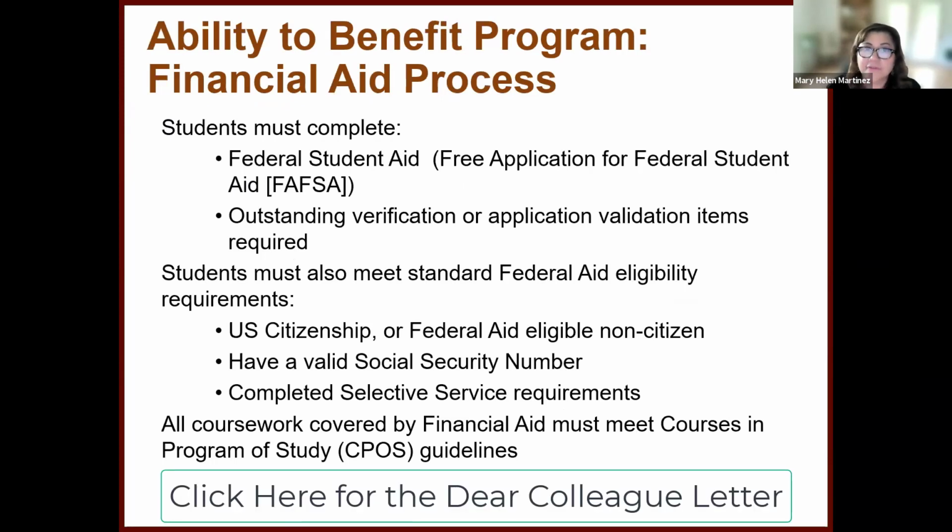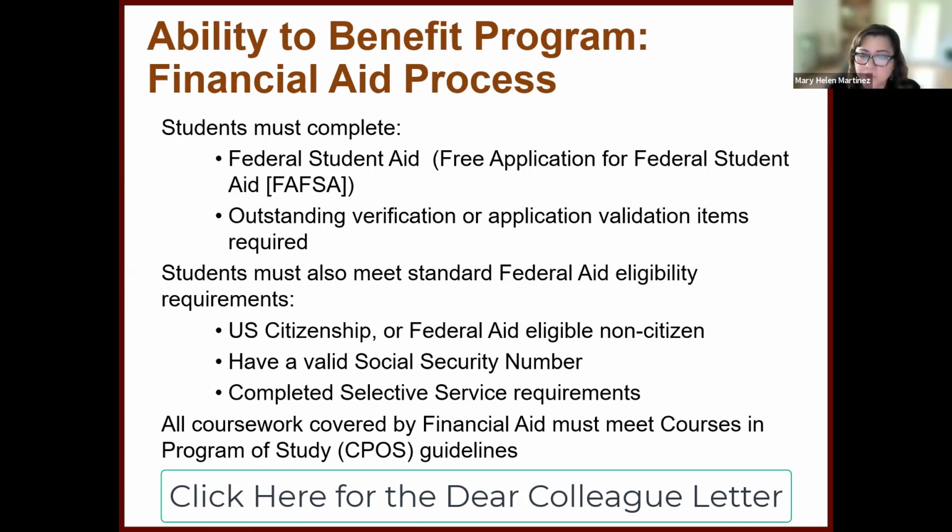So the gist of it is the financial aid process. Students must complete, just like any other student, the application for federal student aid, known as the FAFSA. Any outstanding verification or application validation items are required, and they have to meet the federal aid eligibility requirements: being a U.S. citizen or federal aid eligible non-citizen, having a valid social security number, and completing selective service requirements. And then all coursework covered by financial aid must be courses in the program of study.